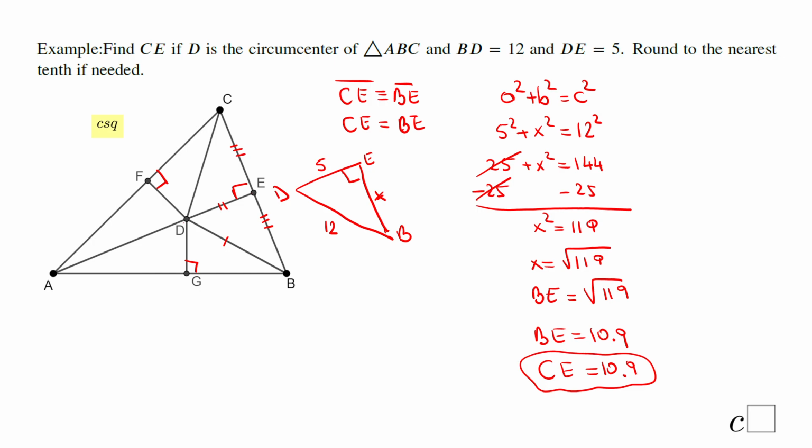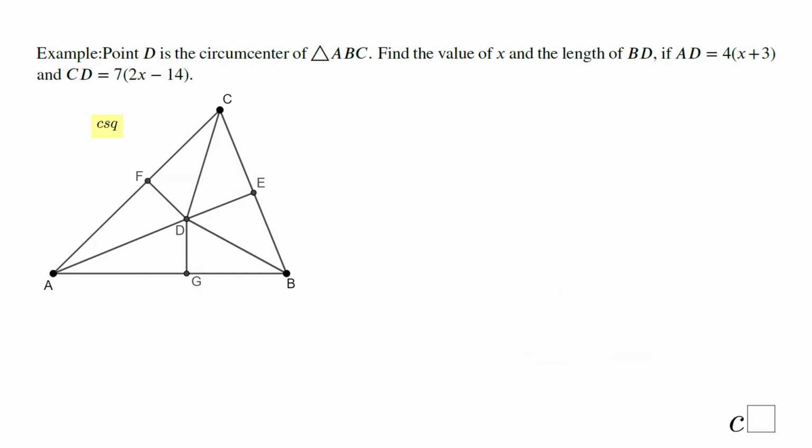Okay. So let's take a look at the next example, very similar. Point D is the circumcenter of triangle ABC. So probably I should have again right angles here. I apologize for that. Now we know it's the circumcenter. Find the value of X and the length of BD.